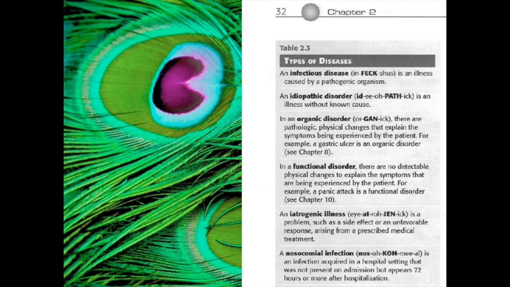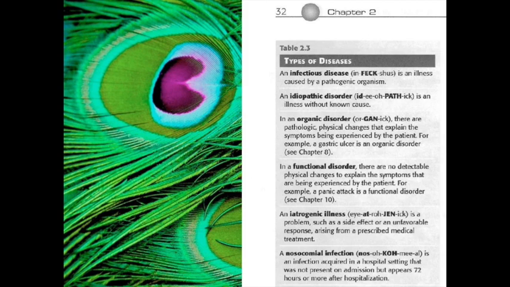It's idiopathic. In an organic disorder, there are pathologic physical changes that explain the symptoms being experienced by the patient. For example, a gastric ulcer is an organic disorder. We're going to talk about that in chapter 8. For example, if you eat too many spicy foods, eventually you'll erode the lining of your tummy and you'll start getting an ulcer.